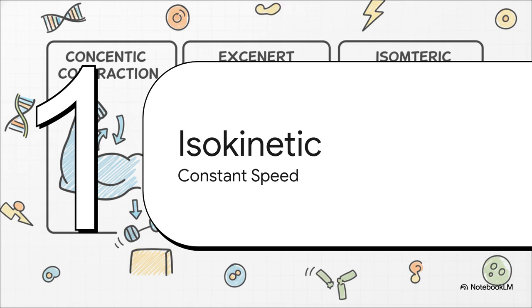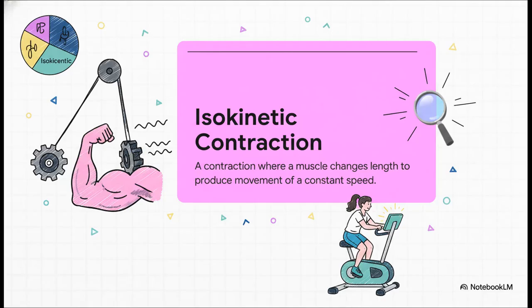And that brings us to our third and, honestly, most specialized type, isokinetic contractions. Now, this one's a little different. It's not about changing length, it's not about holding still, it's all about maintaining a constant speed. So by definition, an isokinetic contraction is when a muscle changes length, but the movement itself happens at a constant, controlled speed. You're not going to find this happening much in your day-to-day life.